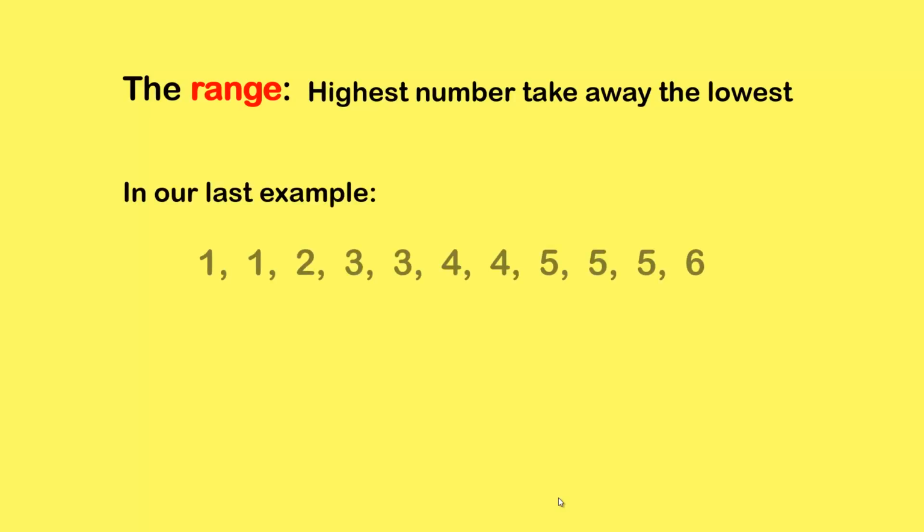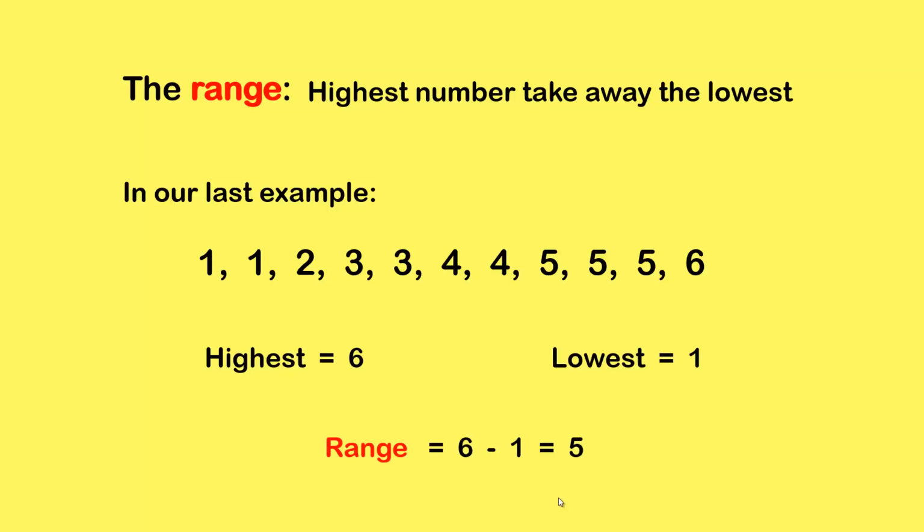Okay, now the range. It's the highest number, take away the lowest. So let's look at our last example of all the dice rolling. We got the highest is 6, the lowest is 1, so the range is 6 minus 1, which is 5. So there we have it.